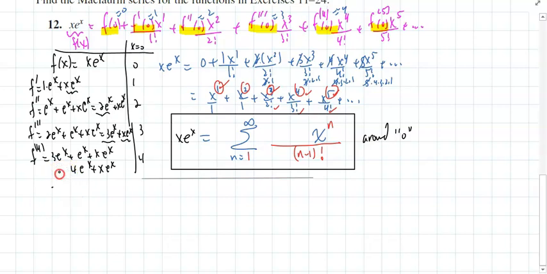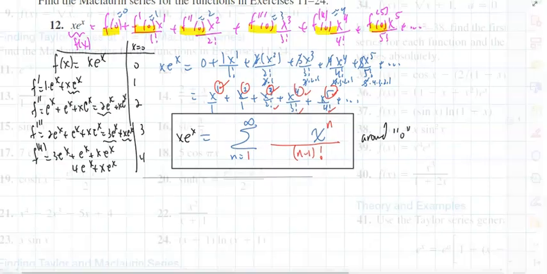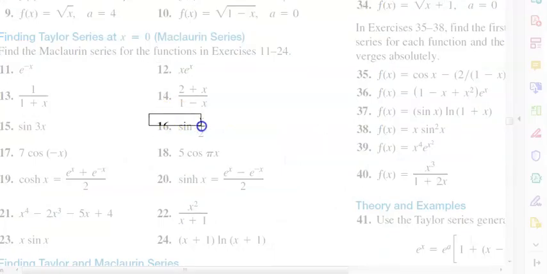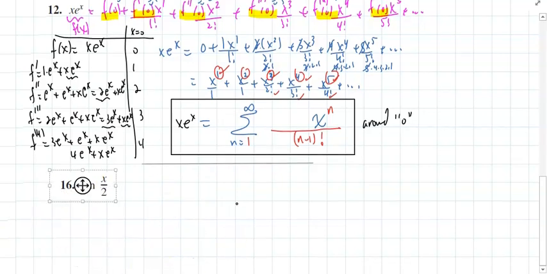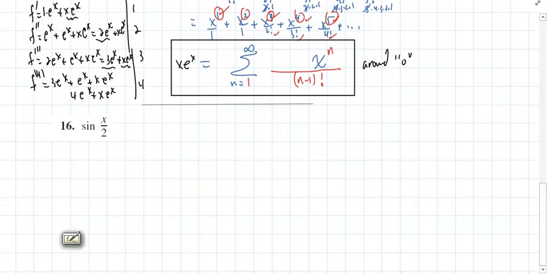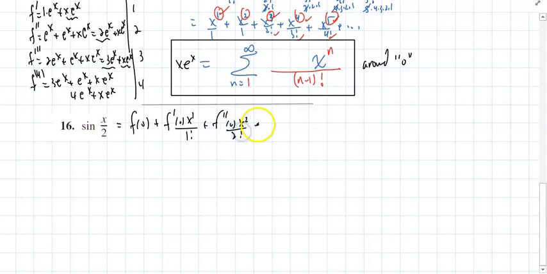The next problem I would like to look at is problem number 16. Same deal. I'm going to say, well, if this is Maclaurin, that's f of 0 plus f prime of 0 x to the 1 over 1 factorial plus f double prime of 0. The goal here is to be able to write any function in math as a power series.